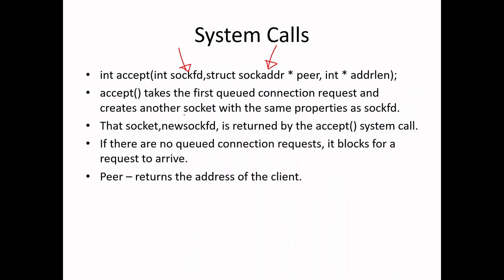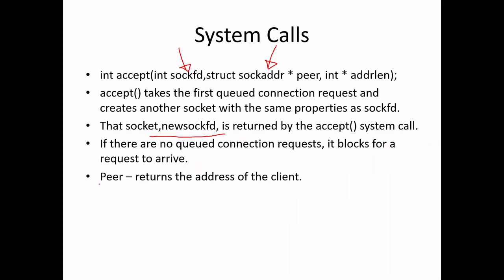Okay. So we said that the server is listening on a particular port and on a socket, right? So it is waiting for requests on that socket. Now, if you want to establish a connection, the server creates a new socket so that it can be connected to the client and further communication happens between them. So accept takes the first queued connection request and creates another socket with the same properties as the original socket, and then the new socket is returned by the accept system call. Now further communication all takes place through this new socket.